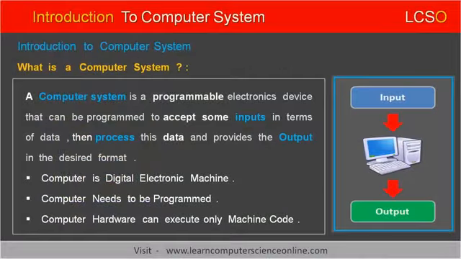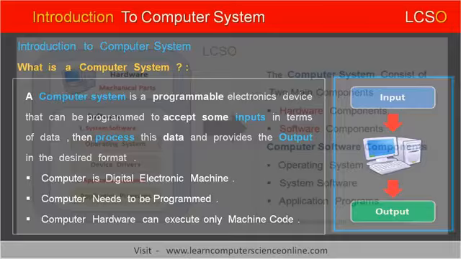A computer system is defined as a programmable electronic device that can be programmed to accept input data, then process this input data as per the program instructions. The computer then presents the processed data to the user as an output. The user can utilize the processed data for some meaningful work.